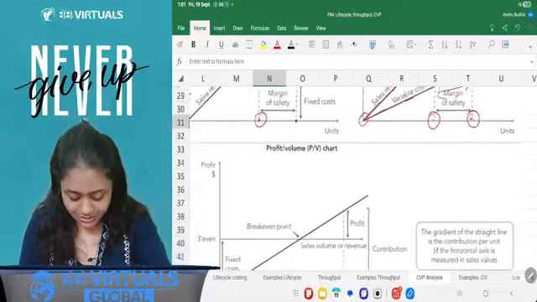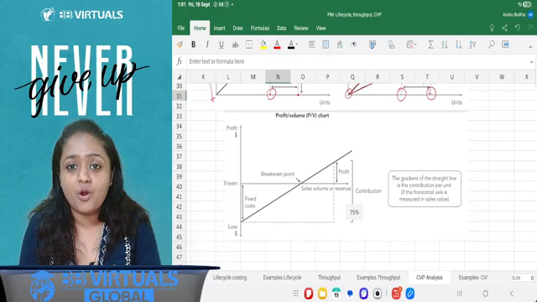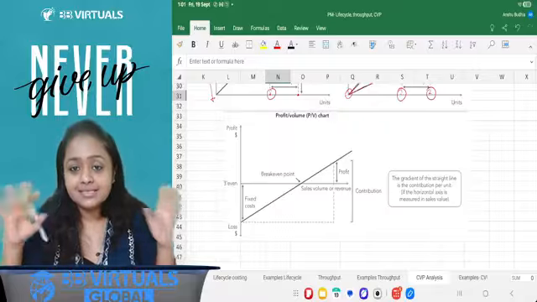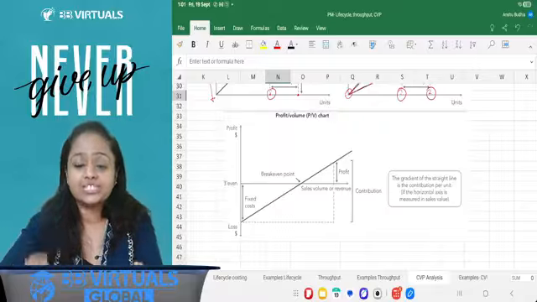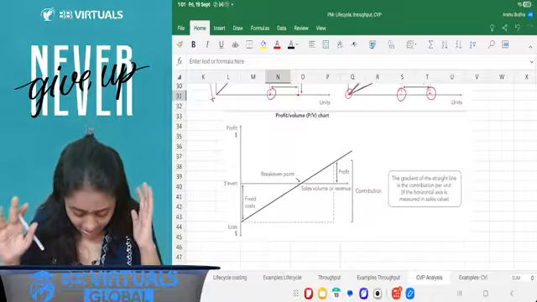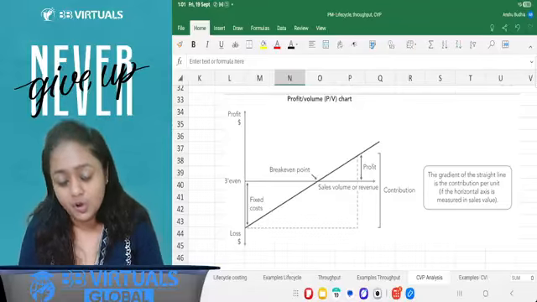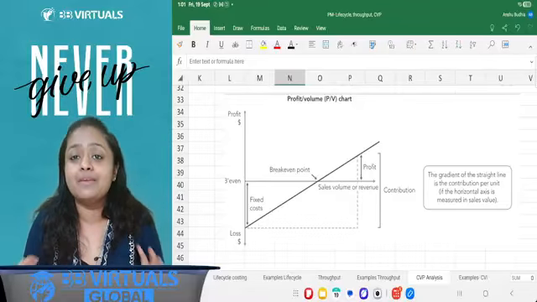Clear? Let's go to the next chart, which is very important and you can definitely find it in your exam always. Section B, favorite. Section A, favorite. Very important. In fact, it is a part of Section C also, in small pointers. Now let's see the PV chart.